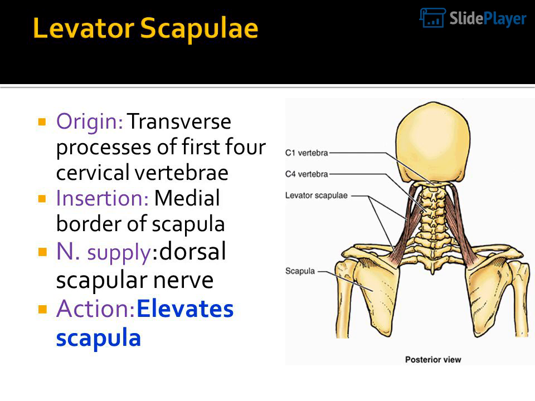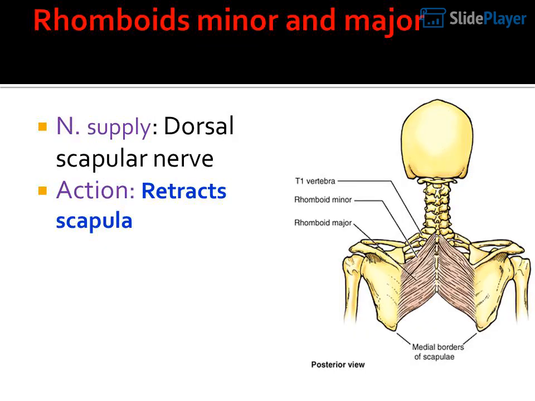Origin: transverse processes of first four cervical vertebrae. Insertion: medial border of scapula. Nerve supply: dorsal scapular nerve. Action: elevates scapula. Rhomboids minor and major. Nerve supply: dorsal scapular nerve.